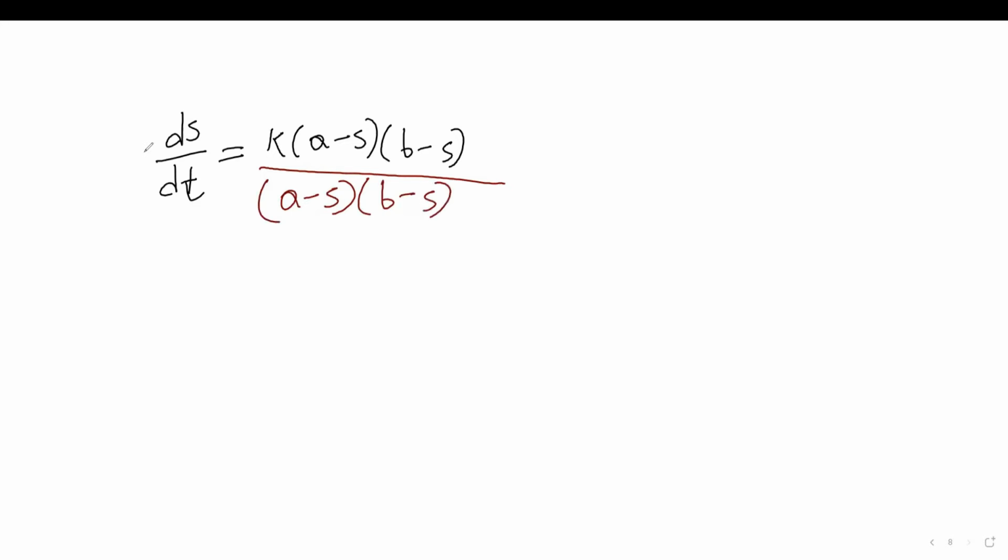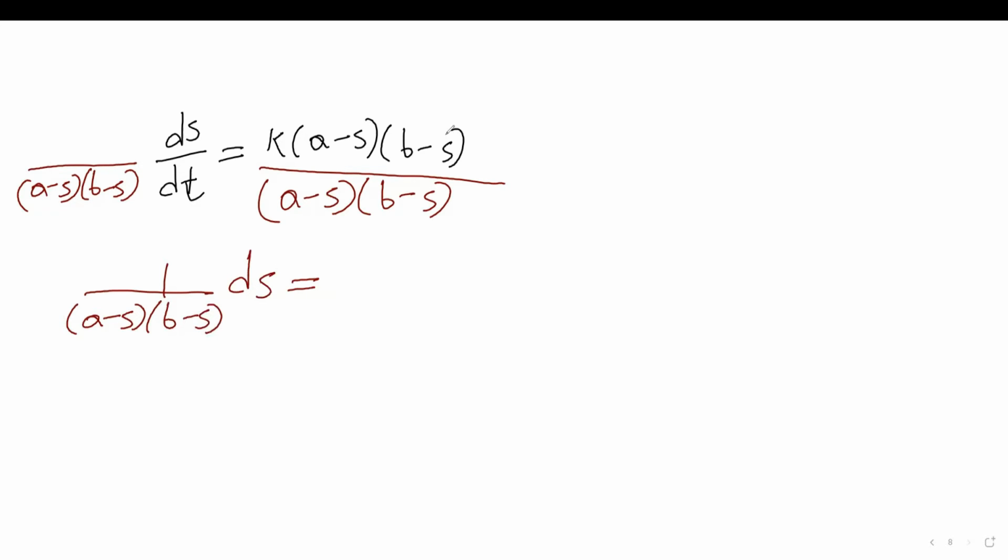All right, and so dividing both sides by (a minus s) times (b minus s), and also multiplying both sides by dt, you get 1 over (a minus s) times (b minus s) ds is equal to, cross multiplying the dt, k times dt. Now all we need to do is to integrate both sides.